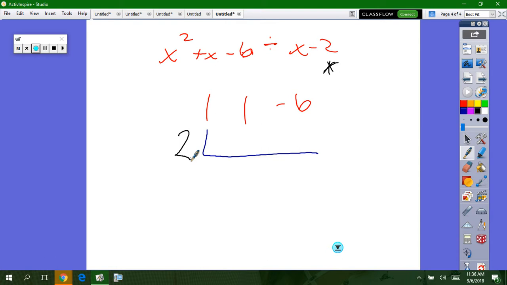Now, bear with me right here, I'm going to show you how we do it, and then I'm going to talk about it. Take this number, hence why there's a line here, just bring it straight down. Okay, and here's what we're going to do. We're going to go 2 times 1. That's 2 times 1. What are we going to do here? Add. That's 1 plus 2.